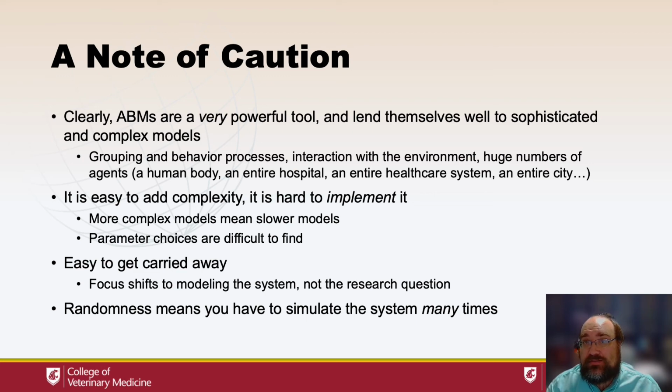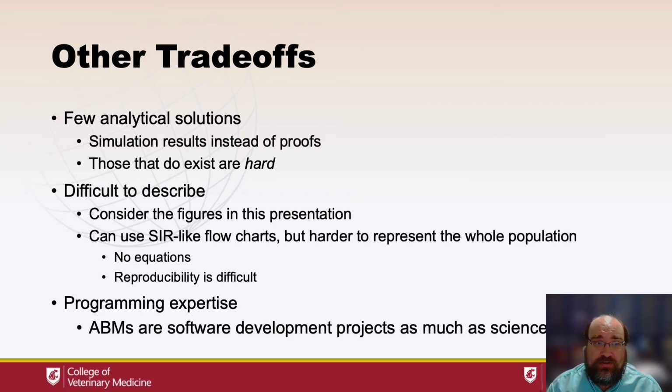And then the randomness that you can add to this means you have to simulate the system many, many times. So there's some other trade-offs here. There's very few analytical solutions to this. You're almost always going to see simulation results instead of proofs. The analytical methods that do exist are extremely difficult, and they're difficult to describe. So if you consider the figures in this presentation, those are very hard to use for agent-based models. You know, we talk about rules and simulations and how these things interact with each other. It's very hard to just draw those.